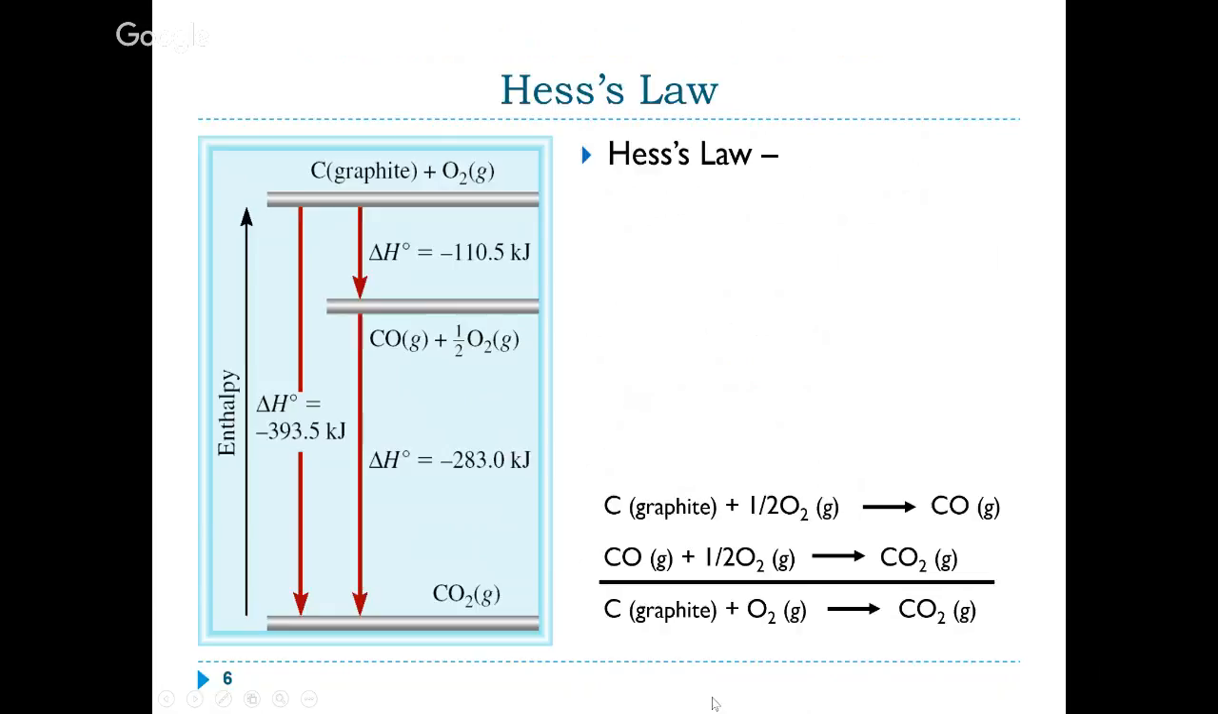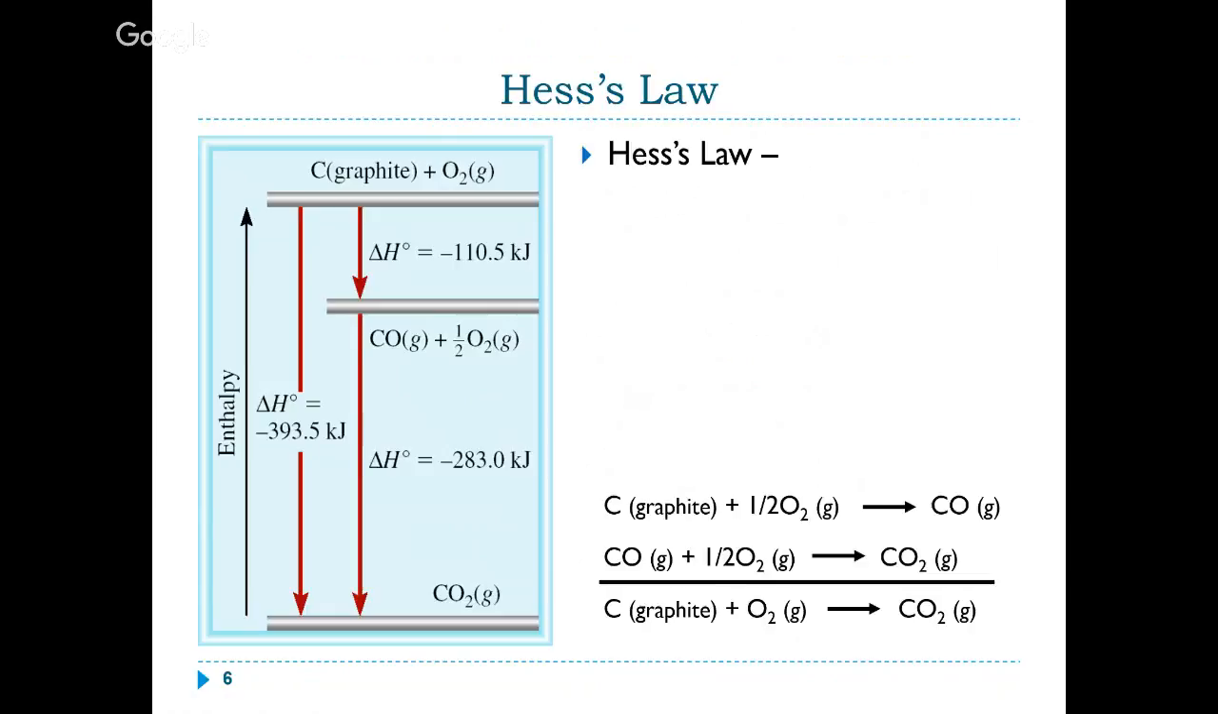If instead we take this in two steps, we take our graphite plus our oxygen, and we form carbon monoxide and a half a molecule of oxygen. We see that that process is exothermic as well, and that value is negative 110.5 kilojoules. Then we take our carbon monoxide and react it with a half mole of oxygen to get to carbon dioxide. So we see that that is exothermic with a value of negative 283.0 kilojoules. If we add negative 110.5 plus negative 283.0, we see that that value equals our negative 393.5 kilojoules.